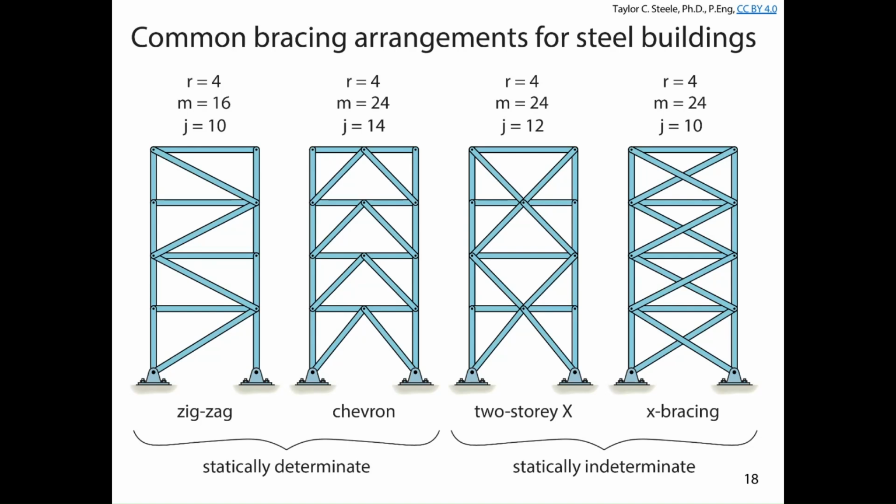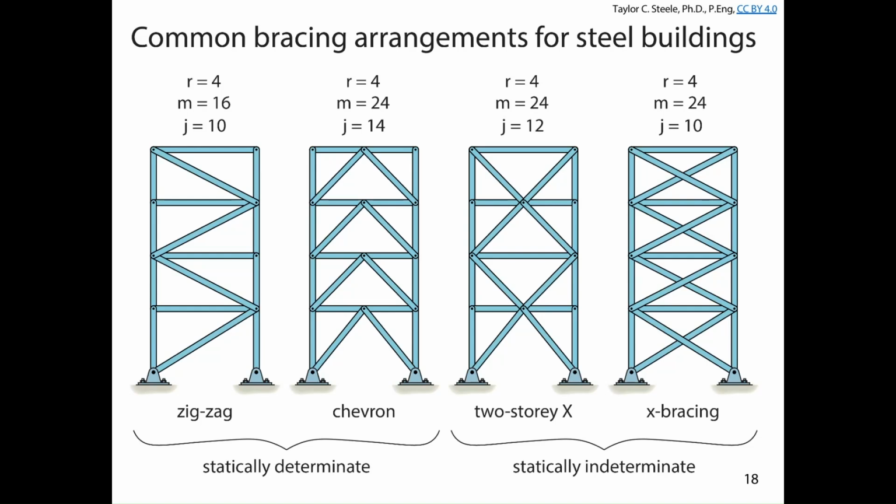We've got 10 joints, which means we have 20 equations of equilibrium. The number of equations that we have is equal to the number of unknowns we have. That means we can use equilibrium exclusively to determine what the forces are. That by definition means that it's statically determinate because we can just use statics to figure out what the member forces are.